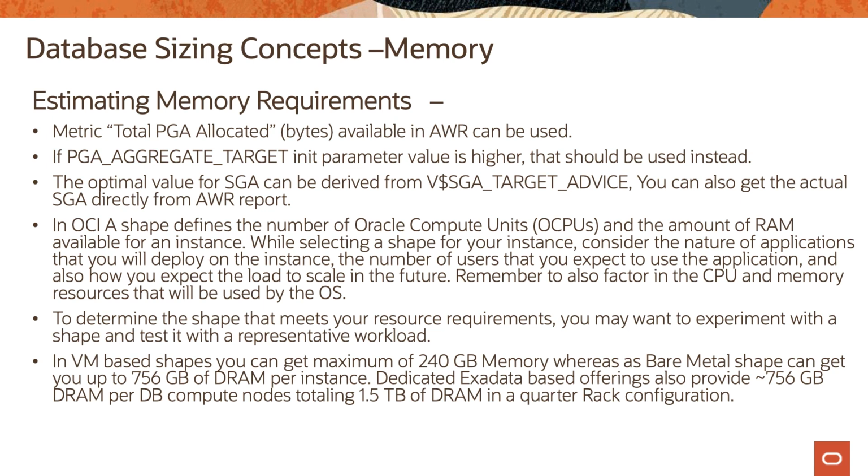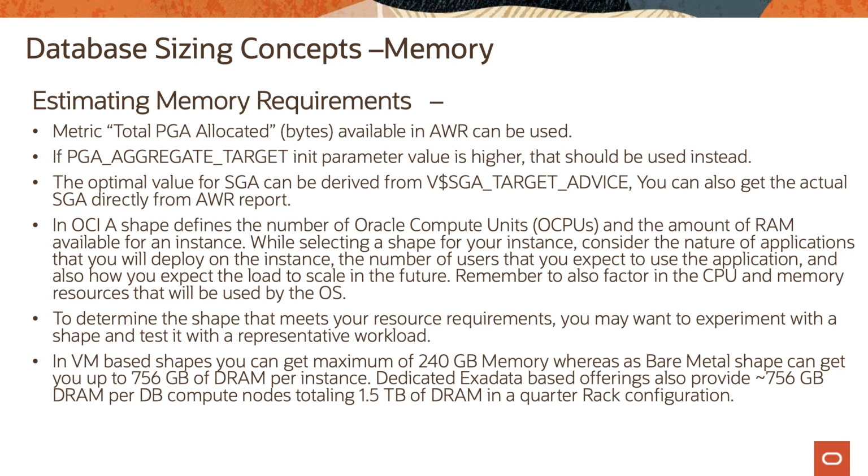When you select a shape for your instance, consider the nature of the application that you are going to deploy, as well as the number of users you expect to use the application, and also how you want to scale the workload in the future. You need to remember that CPU and memory resources also have to be used by the operating system. To determine the shape that meets your resource requirements, you may want to experiment with a shape and test it with a representative workload.